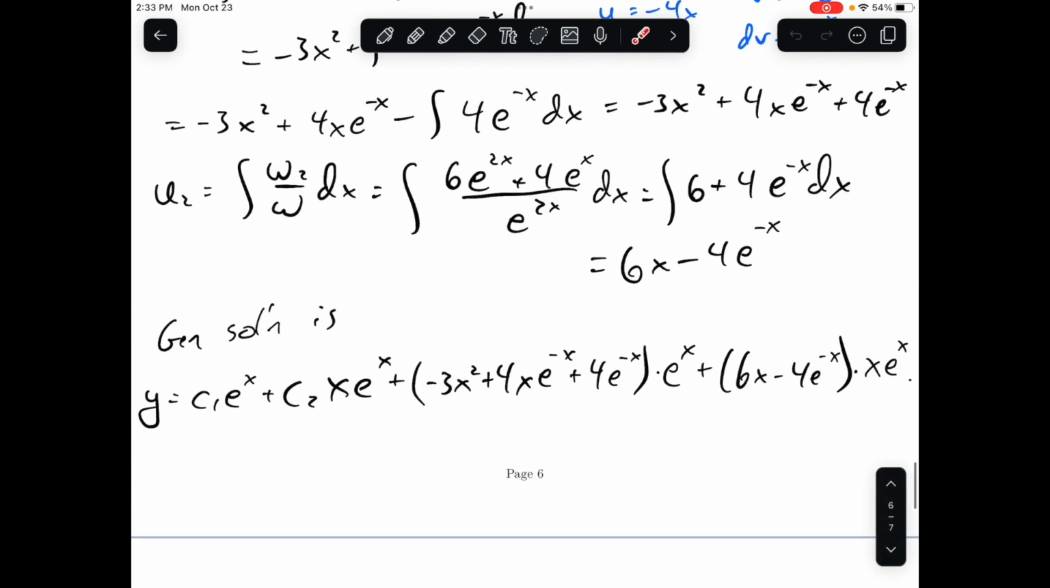You could probably simplify this quite a bit. I just opted not to. You don't have to on an exam. If you just left it like this and left it unsimplified, that's fine by me. It's probably easier for me to grade it that way anyway. So if you choose to simplify it, that's your choice. I don't really care. It's up to you.